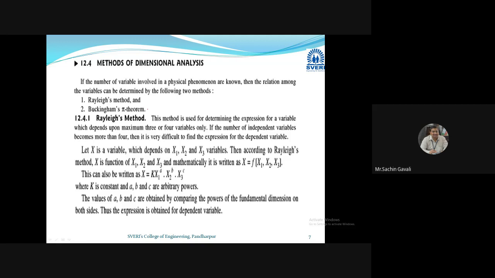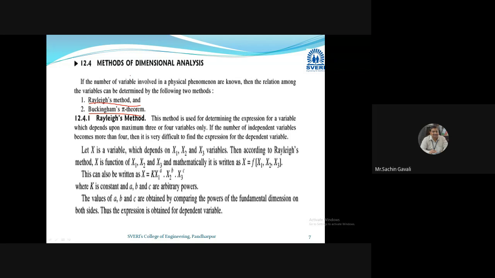To group the variables, we have two types of methods. One is Rayleigh's method, and another is Buckingham's pi theorem. Rayleigh's method is used for determining the expression for a variable which depends upon a maximum of 3 or 4 variables.